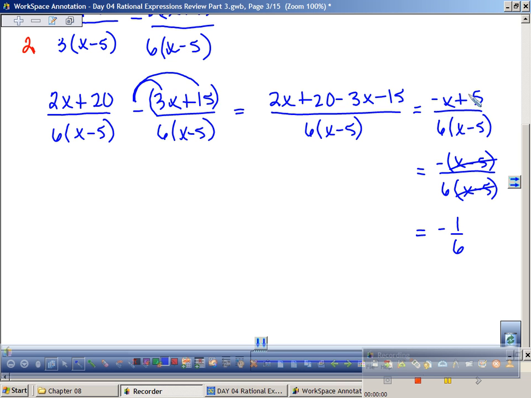This says negative x plus 5, so I pulled the negative out. A negative 1. And negative 1 times what makes negative x? X. And see how I'm distributing it? See that?